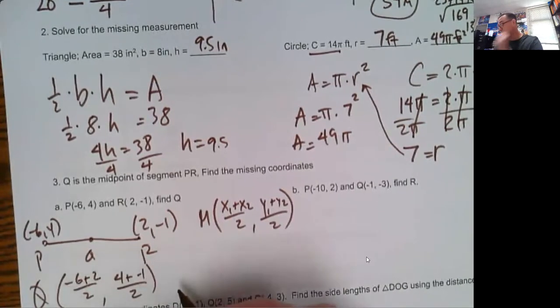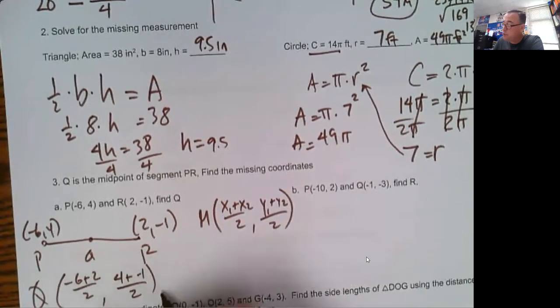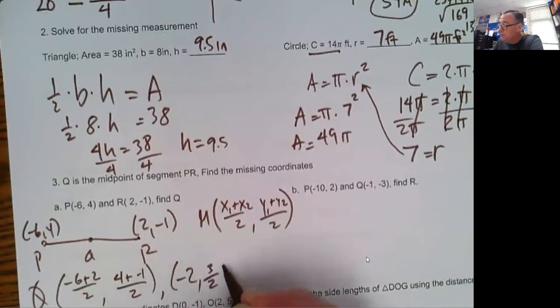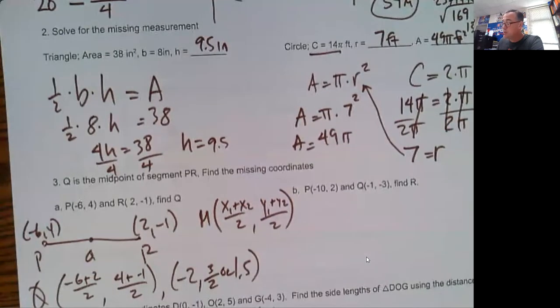-6 plus 2 is -4. -4 divided by 2 is -2. 4 plus -1 is 3. 3 divided by 2 is either 3/2 or 1.5. So that works for that one.